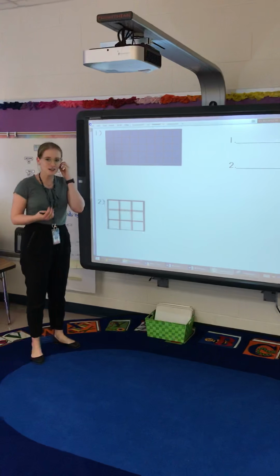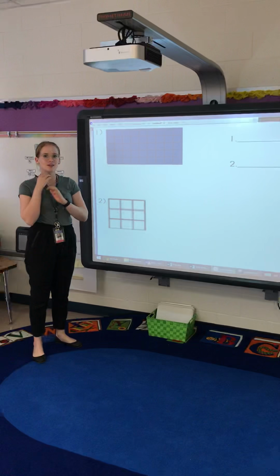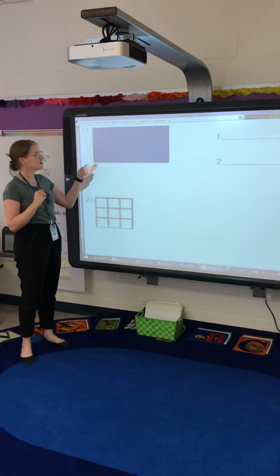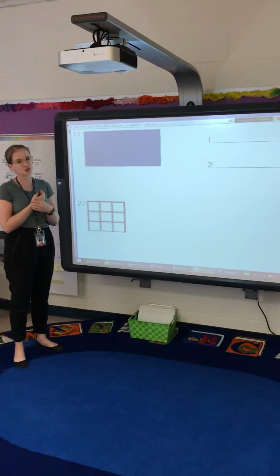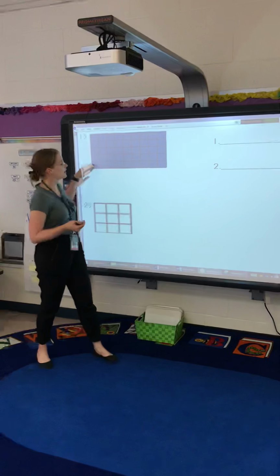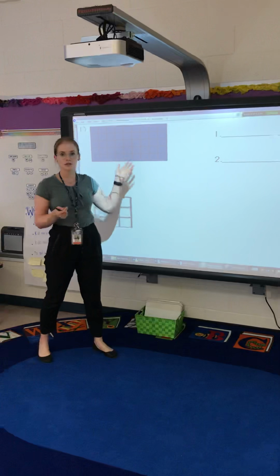Today we did area. I will also post the BrainPOP video on area for you. As you'll see, your child will have different rectangles in which they need to find the area, which we discussed. Finding the length times the width equals the area.